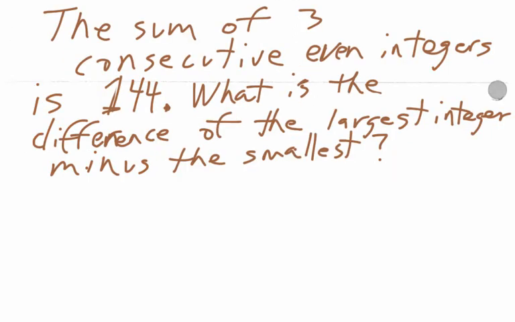Okay, one more problem. This lesson's a little bit longer than I like to usually have, but it's so important that you see some good examples. But I definitely want you to try this one on your own. So the sum of 3 consecutive even integers is 144. What is the difference of the largest integer minus the smallest? So the hint would be figure out this first part. Figure out what your 3 consecutive even integers are. So pause the video and try this one on your own.